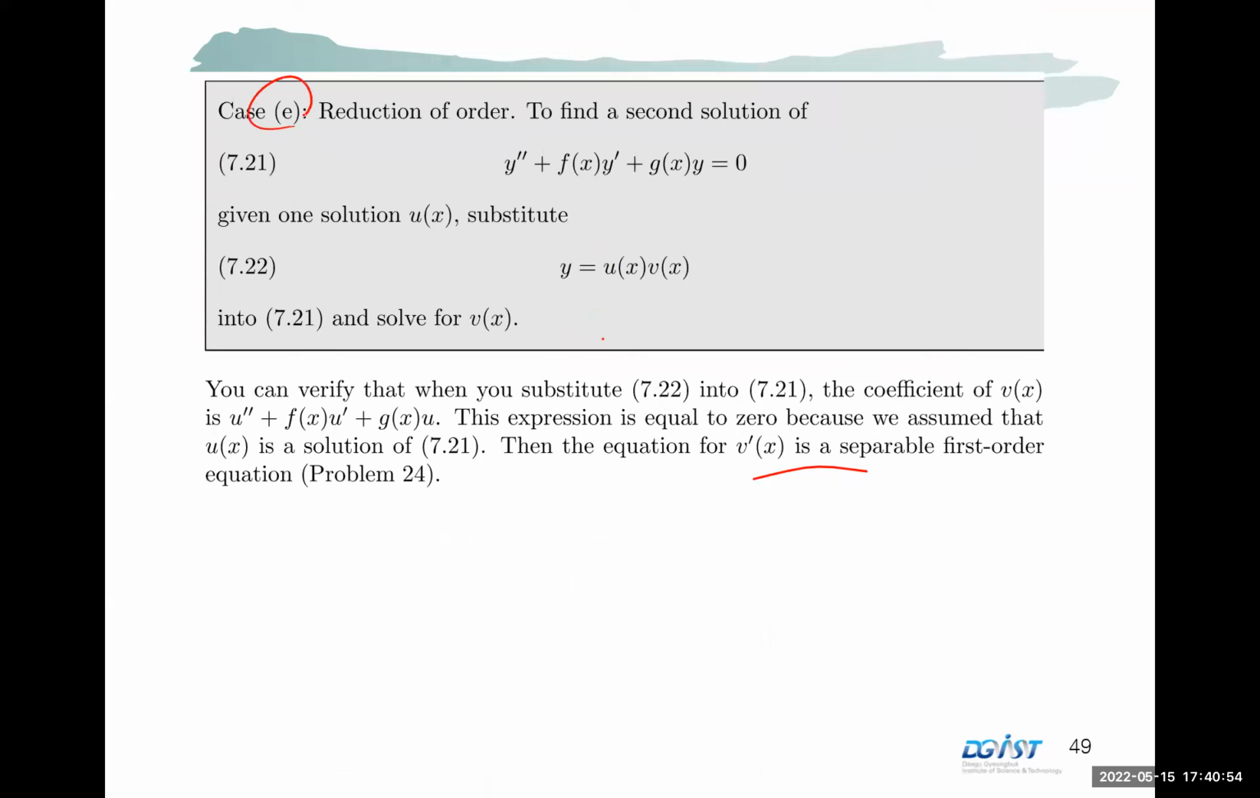Okay, so case E is where we can reduce the order of the differential equation. If we have a differential equation of this form, where the coefficients are functions of x, and we have one solution u(x), then the second solution may be the multiplication of a new function v by u. Let's substitute this into the equation.